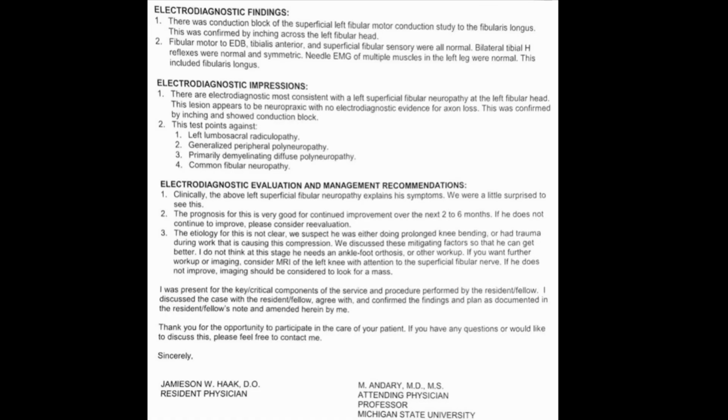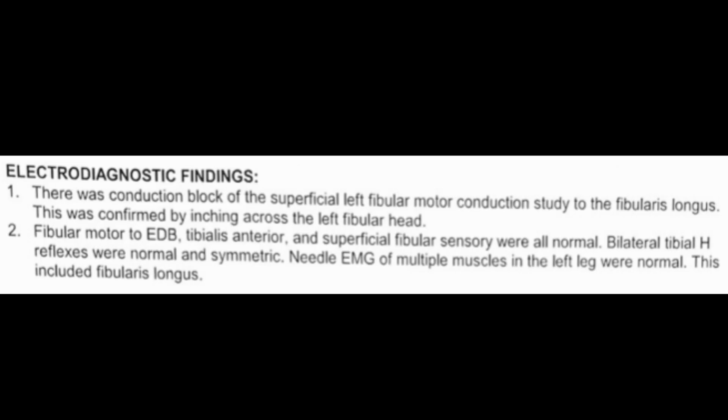So what do these results mean? Let's look to the EMG report for further understanding and interpretation of this case. Our findings included a singular abnormal test of the left superficial fibular motor conduction study to fibularis longus, which was confirmed with inching. All other tests were normal, including the superficial fibular sensory, which is peculiar. We'll return back to that in a second.